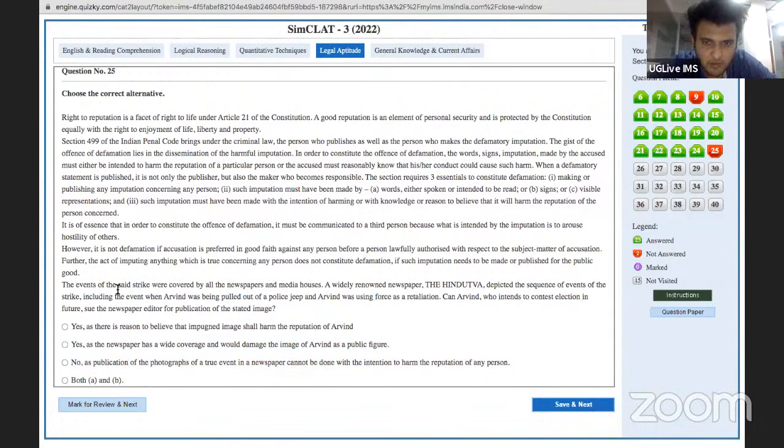The events of the said strike were covered by all the newspapers. Valley Hindutva depicted the sequence of events. He was pulled out by the police and was a person who intends to contest elections in future. So the newspaper editor is liable for publication of the image. This is fine, this will be C finally.